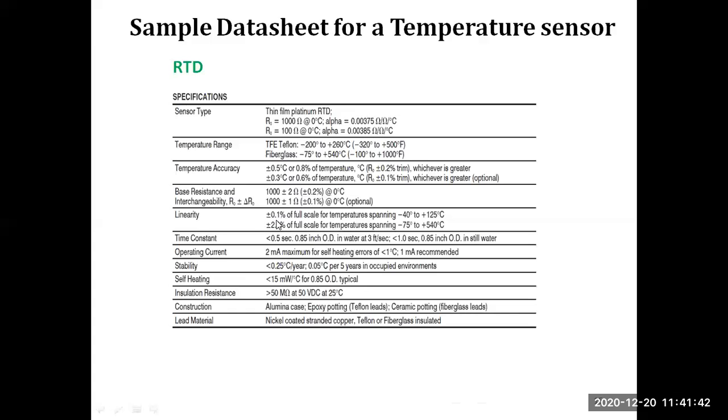So what is the deviation from the linear response? For the smaller range of minus 40 degrees to 125 degrees Celsius, the deviation from the linear characteristics is quite less. But when you go to a higher range of operation of temperature, from minus 75 degrees to plus 540 degrees Celsius, you can see the deviation is increasing to around plus or minus 2%. The time constant is less than 0.5 seconds, which tells about the response time of the sensor. And I have talked about stability as well, what it means, and insulation resistance, and all these attributes. So using this, you can choose the right sensor for your needs.